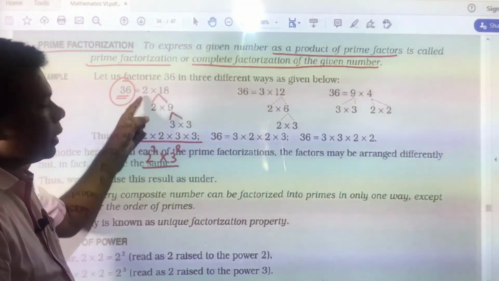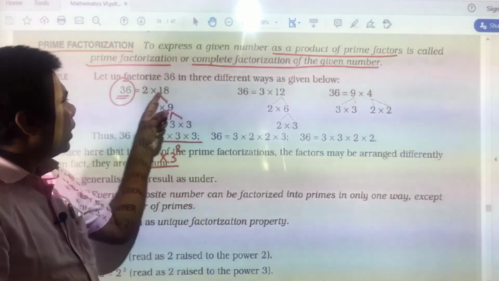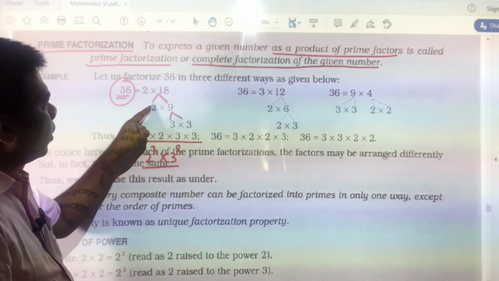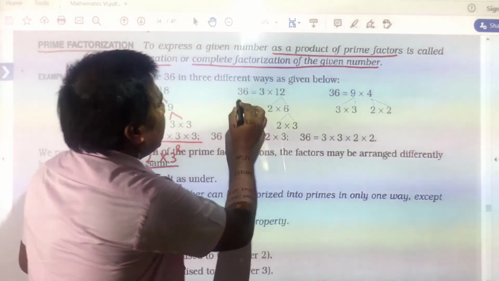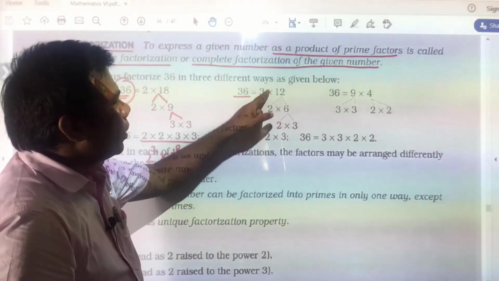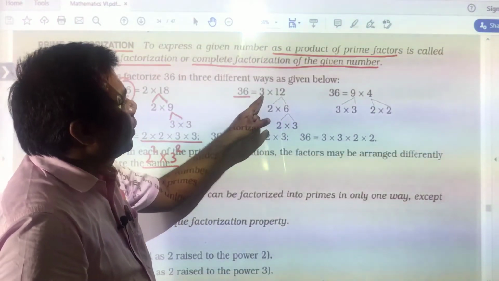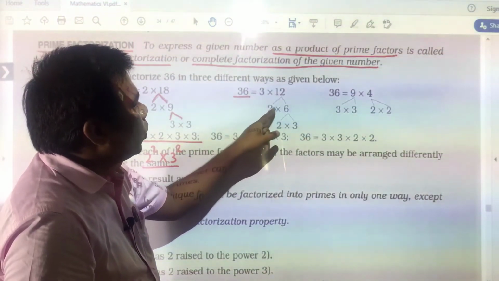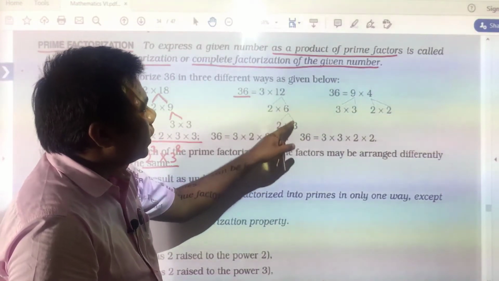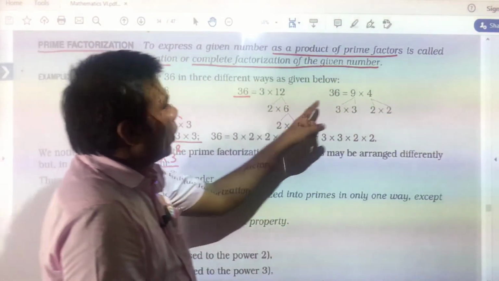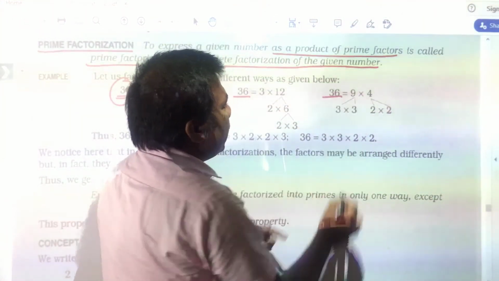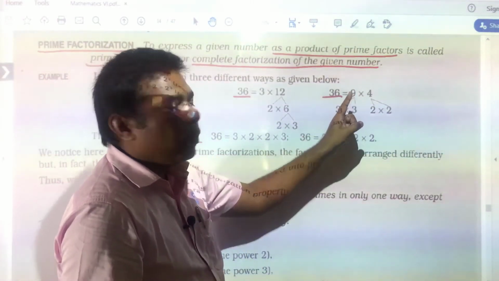Again, suppose we had started dividing this 36 by 2. Here in the second condition we may start with 3, because 3 is also a prime number. So we may start with 3, 3 twelves are 36, 2 sixes are 12 and 2 threes are 6. We may also start by dividing 36 by 9.